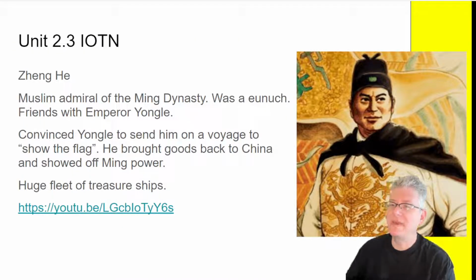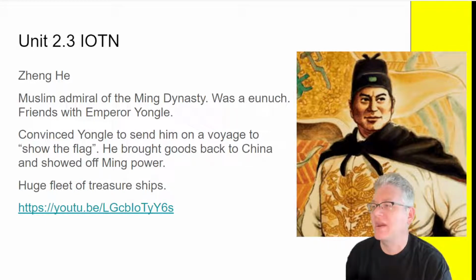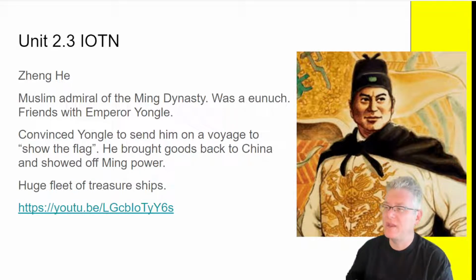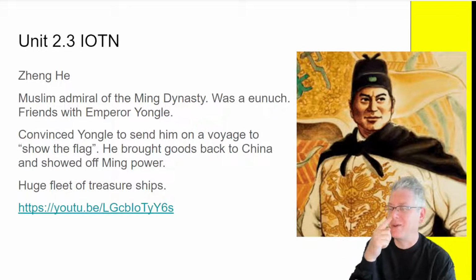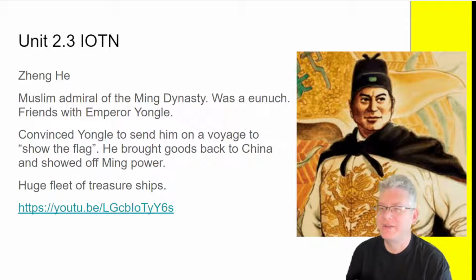All right, last little bit here. This is Zheng He. So this guy's really fascinating. That's a picture of him up there. It's a drawing, obviously. We don't really have a picture of him. When I'm done here, if you want to, you can go over to the YouTube clip there and check it out. It's a good little video on Zheng He. It's very short, but it's pretty good as well.